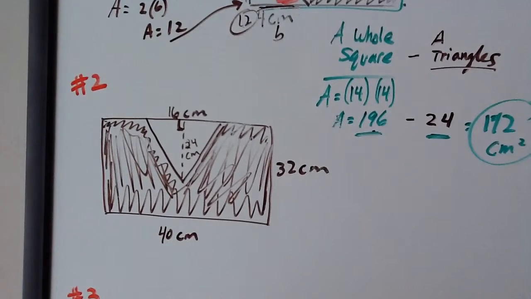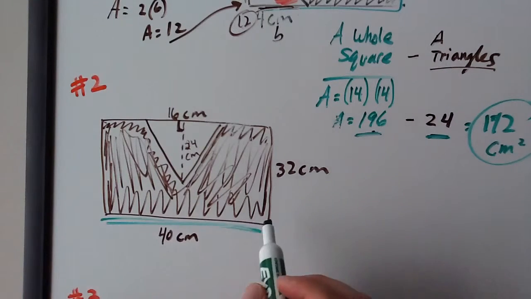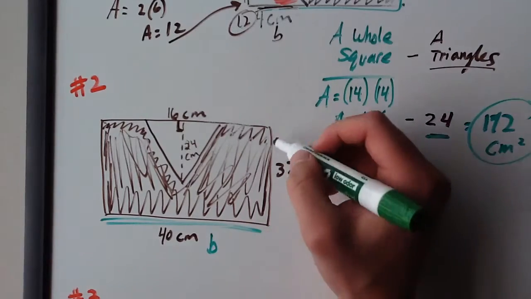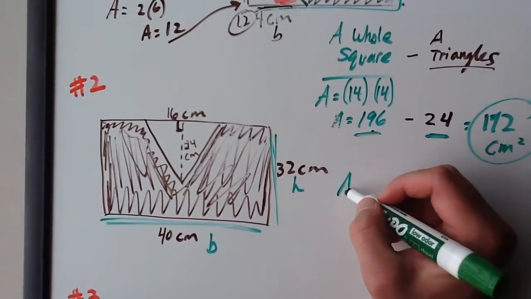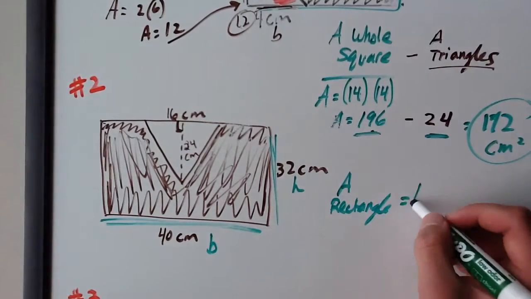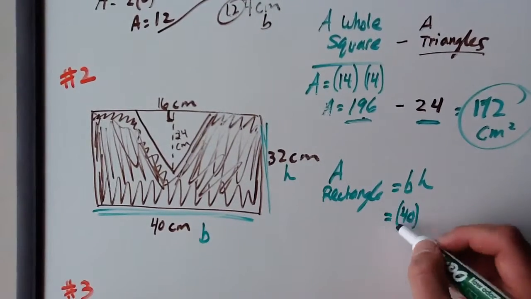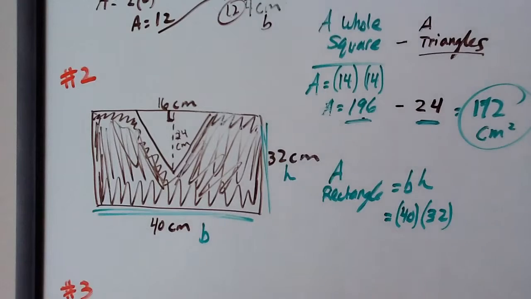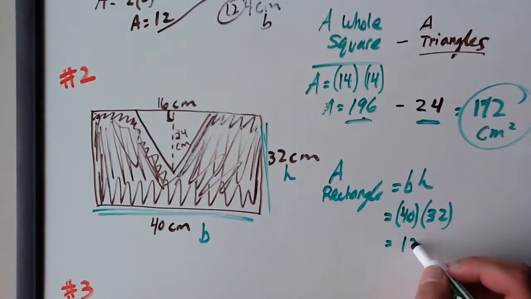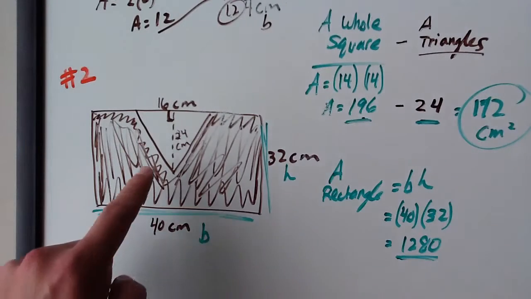Okay, number 2, you have a problem like this. You see that figure, and you want to find the area of the shaded region. Let's first find the area of the whole rectangle. So base times height. Base of 40, that's the base, height of 32. So area of rectangle equals base times height, and my base is 40, my height is 32, and if you multiply 40 times 32, you'll get 1,280.